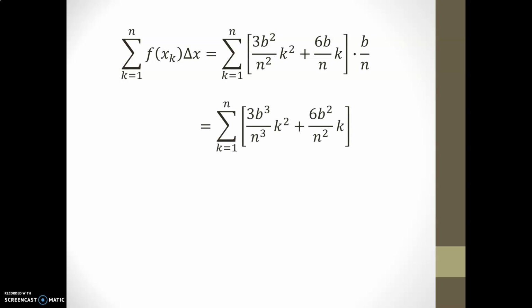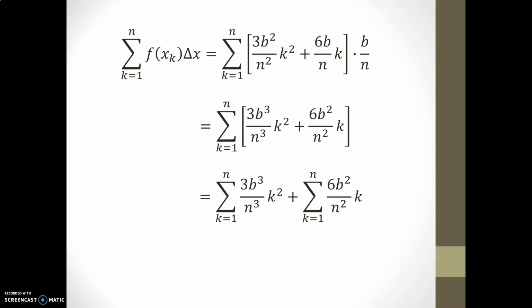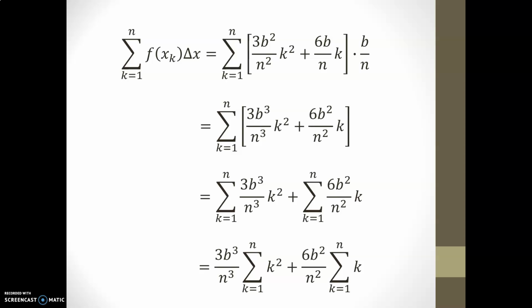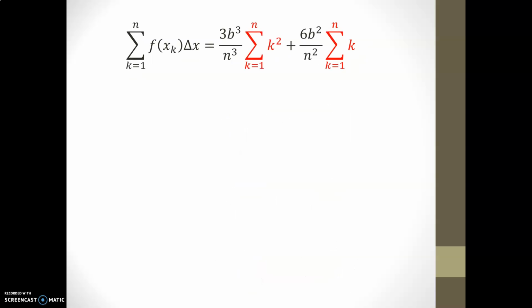I've distributed delta x, b over n, to both terms of the summation, and using properties, we can split the sum of these added terms into two summations, after which we can even extract all terms that do not involve k's, treating them therefore as constants. Here's where things get interesting. We have highlighted in red the summation formulas for k squared and k, for which we luckily have rules and formulas that will provide us with the actual total that these summations produce.